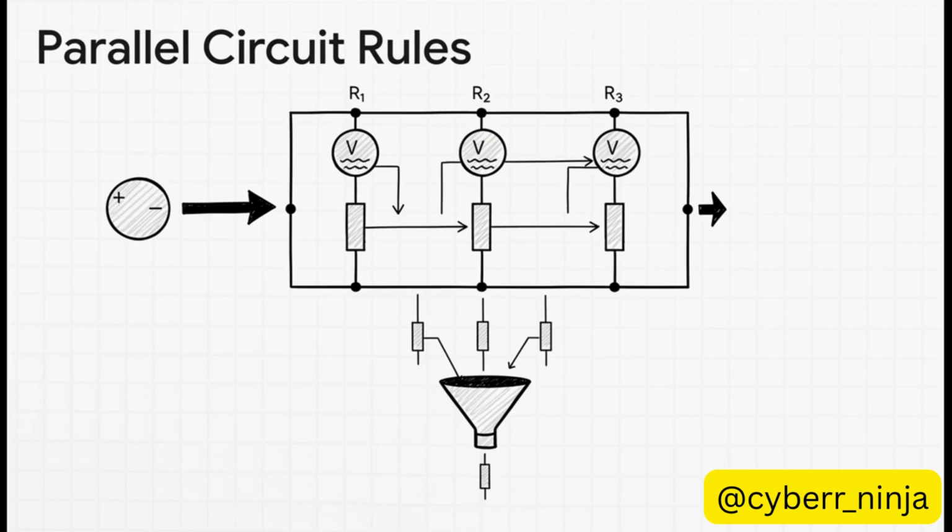So the rules here are pretty much the opposite of a series circuit. First, the voltage across every single branch is identical. The total current flowing is just all the branch currents added together. And here's the kind of weird, counterintuitive part.